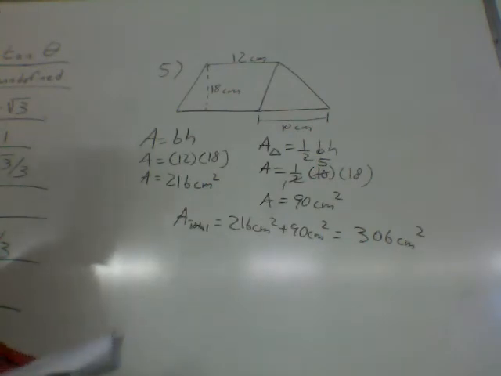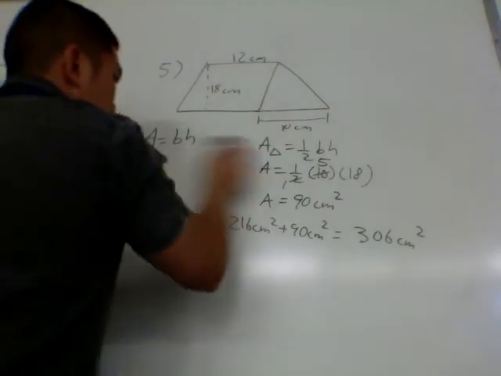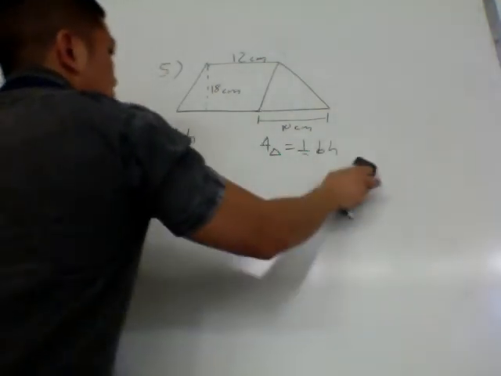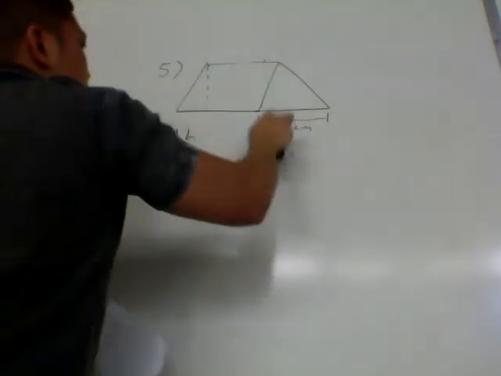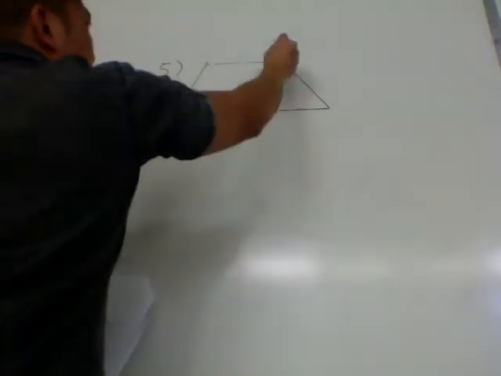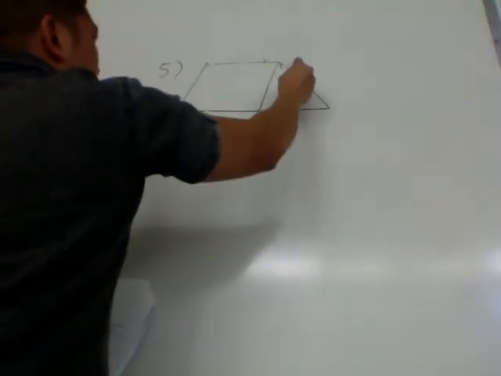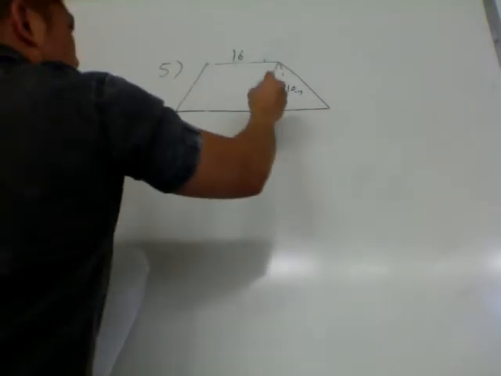So you do the same thing for number 6. The numbers just change and the placement is changed a little bit. So for number 6, I give you the height here is 10. And then this is 16, and this is 6.